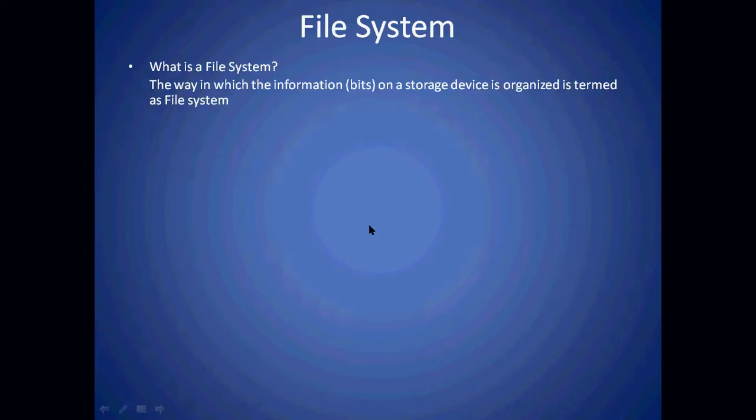So that part, that mechanism is taken care of by a file system which is present in an operating system.